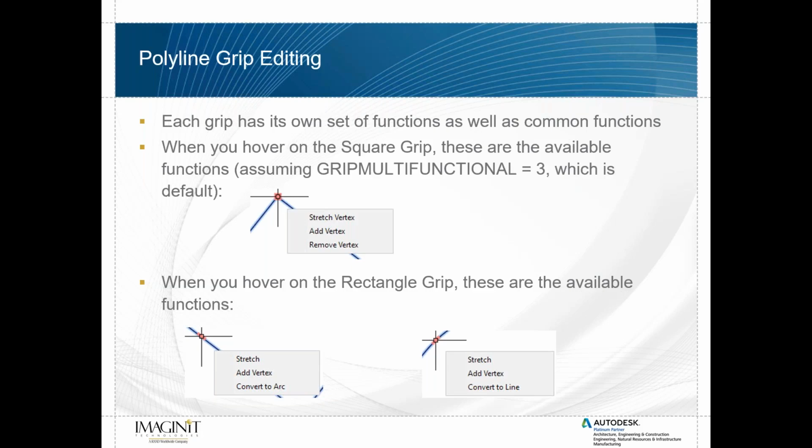And if you are on an arc segment here in the polyline grip editing and you click on it, you can convert that to a line that will take that arc and turn it into a line between those 2 segments, or between the 2 vertices.